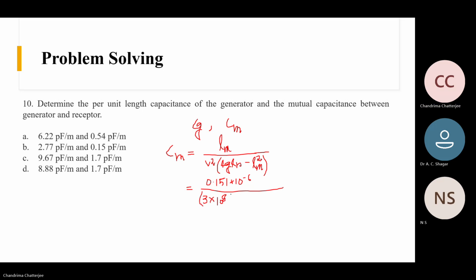where Lg and Lr, both of them have equal value, and it was 1 microhenry per meter square. So this is 1 square and minus 0.151 square, and they are in microhenry, so outside we will put 10 power minus 12.